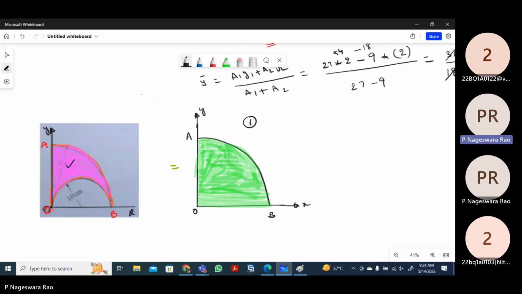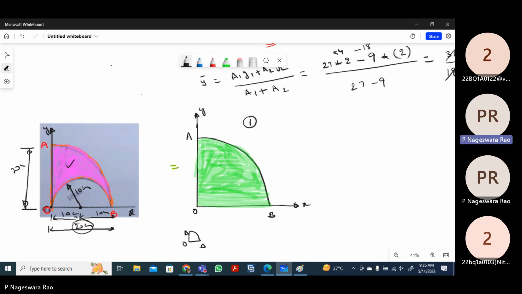But I need the centroid of this region, because we don't know that shape. So I am taking the quarter circle OAB. For the dimensions, the semicircular radius is given as 10 centimeters. So this distance is also 10, and totally it becomes 20. Because it is a quarter circle, if this length is 20 centimeters, this length is also 20 centimeters.